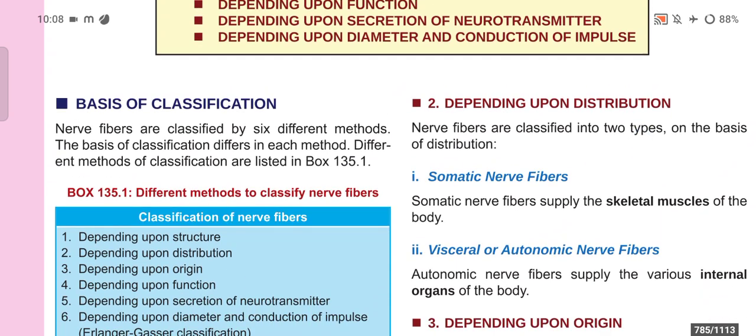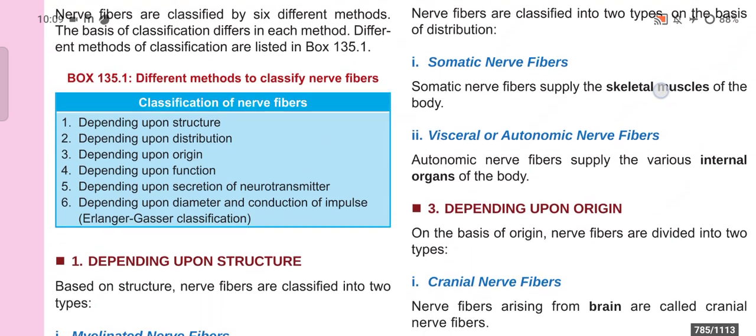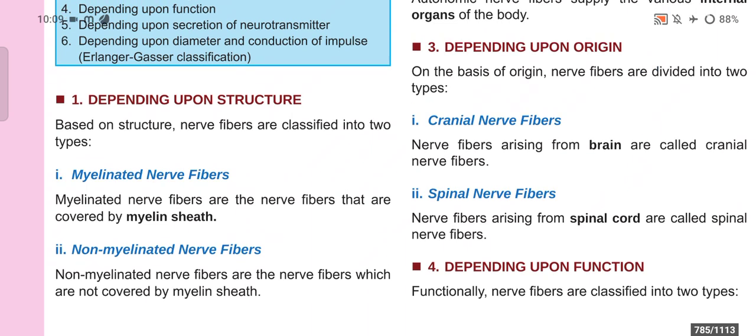Then, depending upon the distribution, nerve fibers are classified into two types. One is somatic nerve fibers and one is visceral or autonomic nerve fibers. Somatic nerve fibers supply the skeletal muscle of the body, and visceral or autonomic nerve fibers supply the various internal organs of the body. Now, on the basis of origin, the nerve fibers are divided into two types. One is cranial nerve fibers, one is spinal nerve fibers. Nerve fibers arising from the brain are called cranial nerve fibers, and nerve fibers arising from the spinal cord are called spinal nerve fibers.